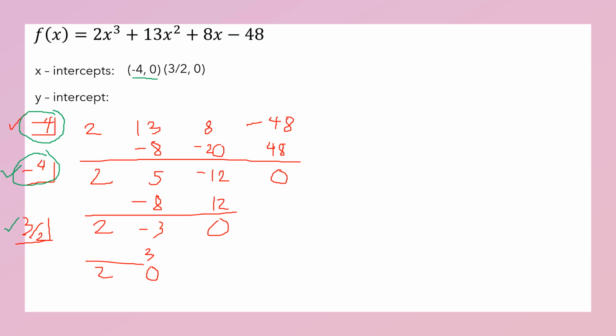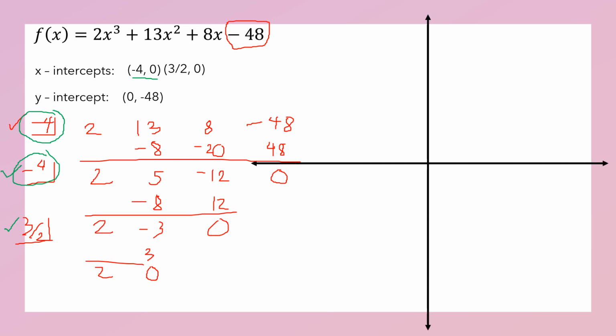Next, for the y-intercept, this time there's no need for us to compute. Again, the y-intercept is the constant present on the given function or the constant term. So we do have negative 48. Since it is the y-intercept, it is 0, negative 48. So we are all set with the intercepts. So let us now start plotting all of these points to our Cartesian coordinate plane.